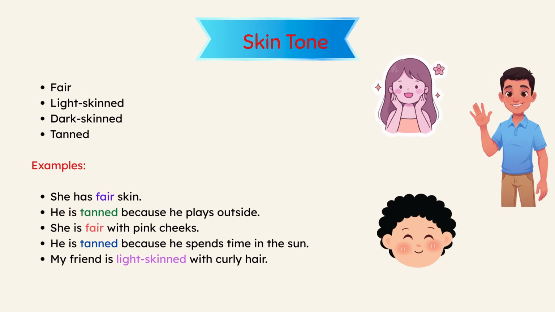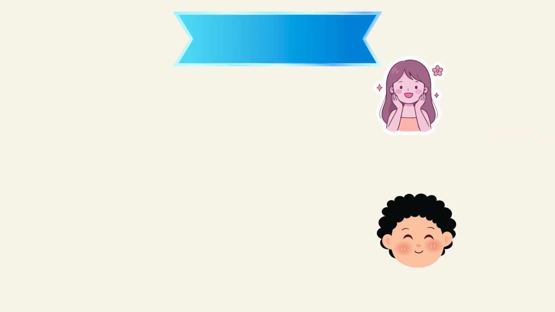Next, let's talk about skin tone. Skin tone describes the color of a person's skin. Some common words we use are fair, light-skinned, dark-skinned, and tanned. Let's look at some examples. She has fair skin. He is tanned because he plays outside. She is fair with pink cheeks. He is tanned because he spends time in the sun. My friend is light-skinned with curly hair. These expressions help us describe a person's skin tone when talking about appearance.